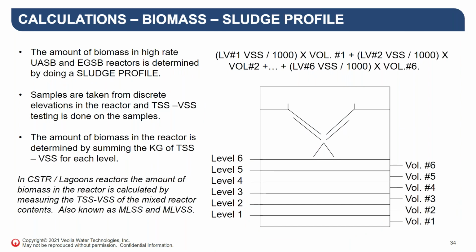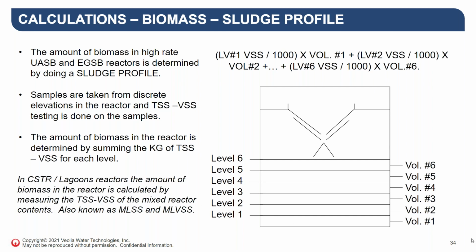One of the important things is how much sludge is in the digester, whether it's a CSTR or a UASB, EGSB high rate system. In our UASB, EGSB high rate systems, we determine the amount of sludge in the reactor by taking samples of the biomass at various levels in the reactor. Those levels represent a certain volume in the digester. At each sample, we do a TSS and VSS and integrate those measurements over the volume for each of those layers and add them up. And that's how we get the amount of sludge in the reactor.